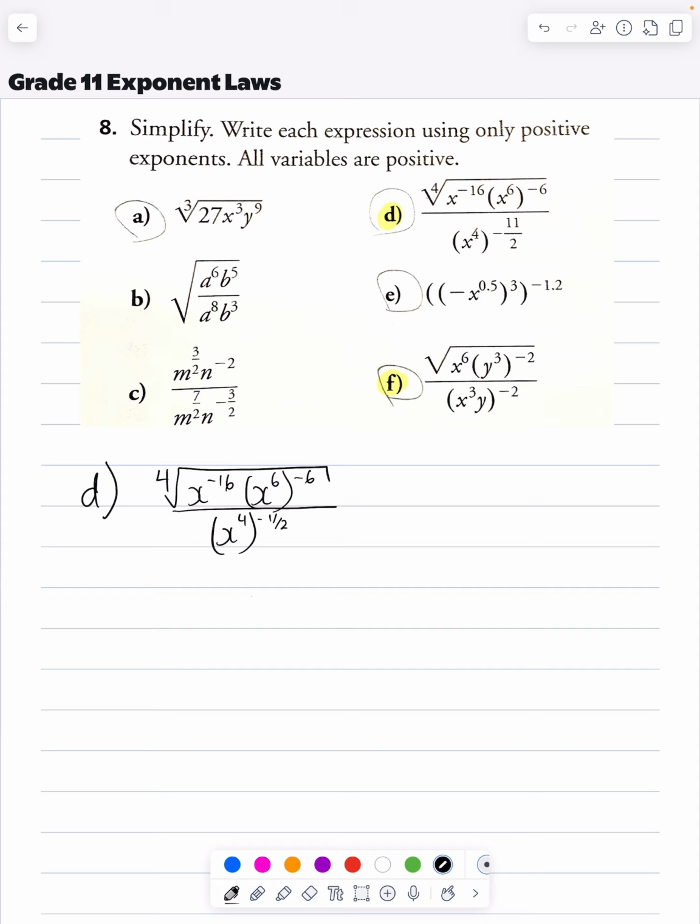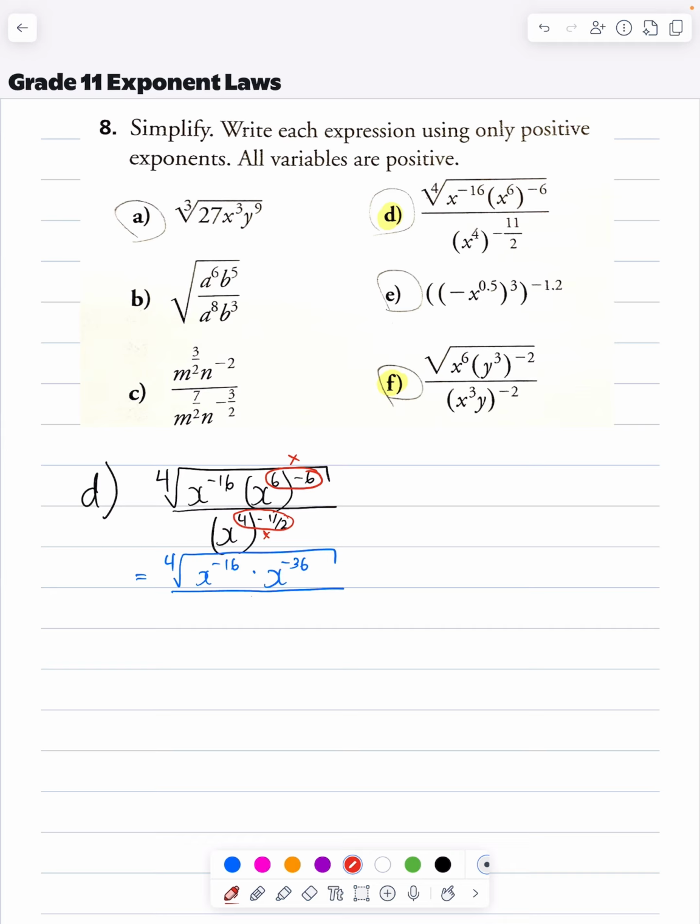With this question, the very first step is to multiply these exponents together. So I'm going to end up having the fourth root of x to the negative 16 times x to the negative 36. And in the denominator, I can do the same thing here. I can take these and multiply them together.